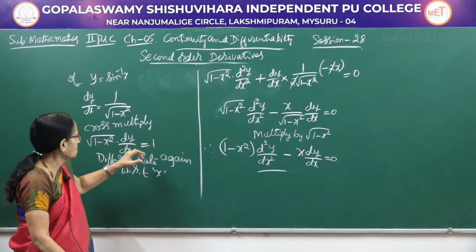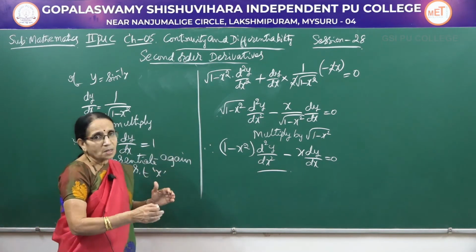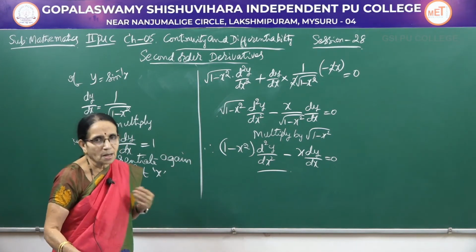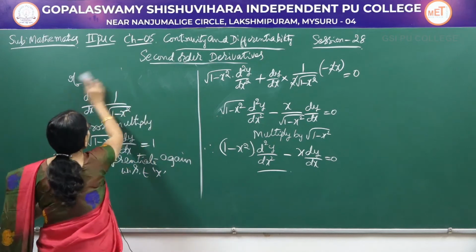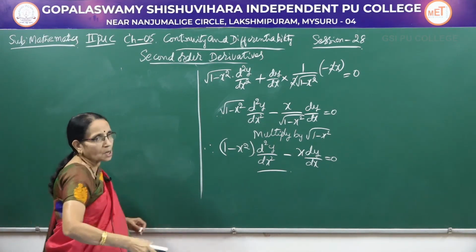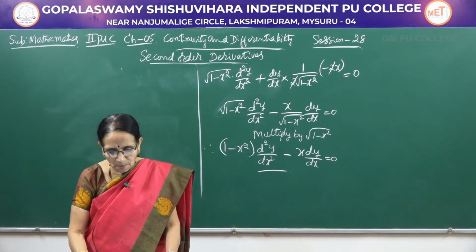Then go for the second derivative, that is, apply the product rule on the left hand side and rearrange the terms, and always you get the required result immediately or directly. Therefore, this procedure you remember in the case of the inverse trigonometric function. Now, let us move on to the next problem.